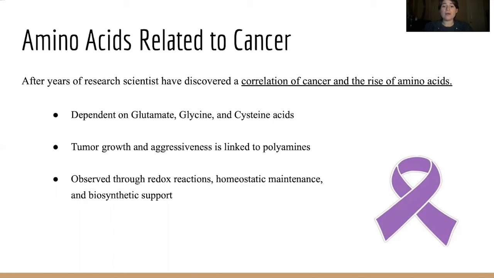The increase of amino acids in the body has been recently connected with the presence of cancer cells. Cancer cells have been observed to be dependent on glutamate, glycine, and cysteine. Polyamines especially have been seen to encourage tumor growth and the aggressiveness of it. The way this was observed was through redox balances, energetic regulation, biosynthetic support, and homeostatic maintenance.